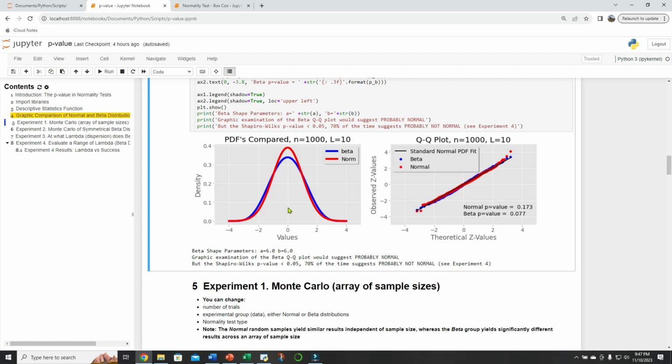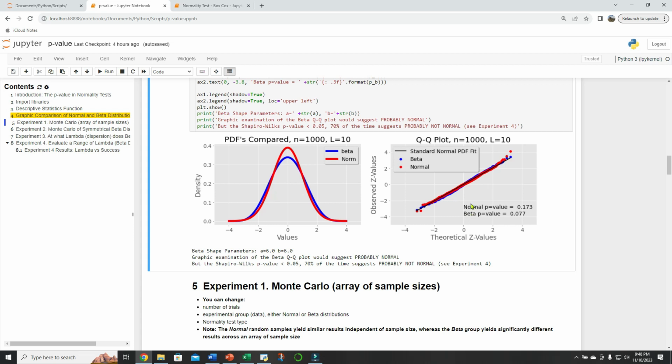So in red is a normal distribution. This is an unbounded curve and can go on continuously. Here we can see it extending out to about 4 standard deviations in either direction. And we have a beta distribution in blue. They're very similar. If we look at the QQ plots, they both look similar.